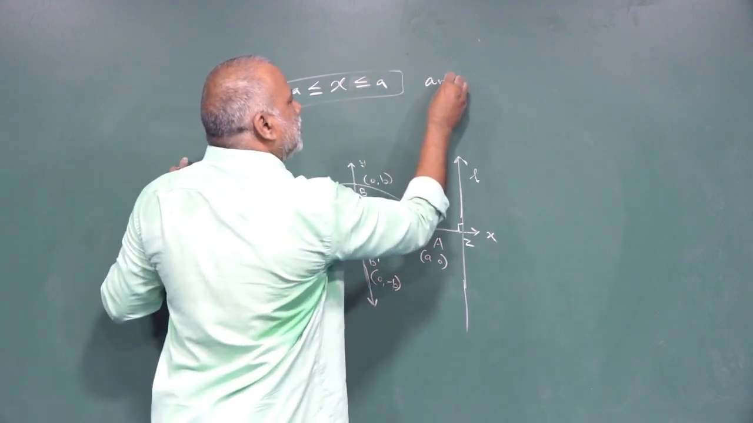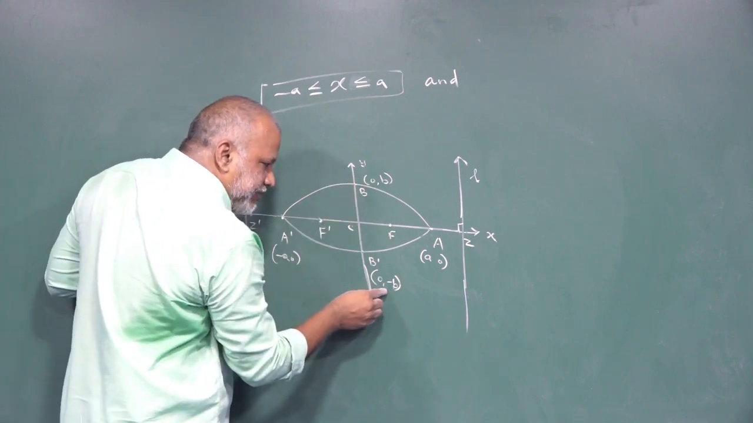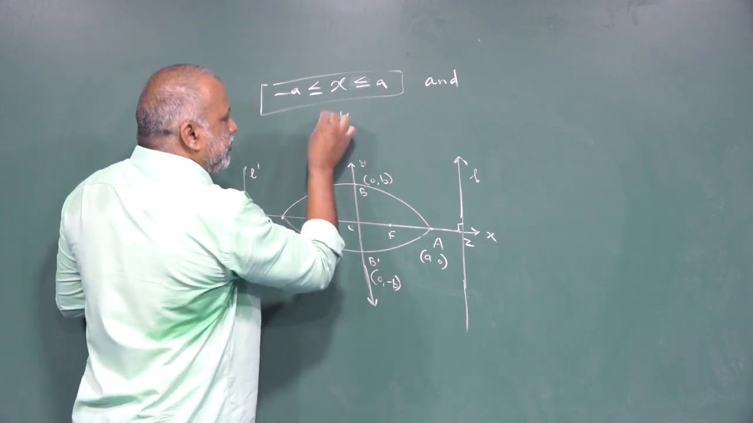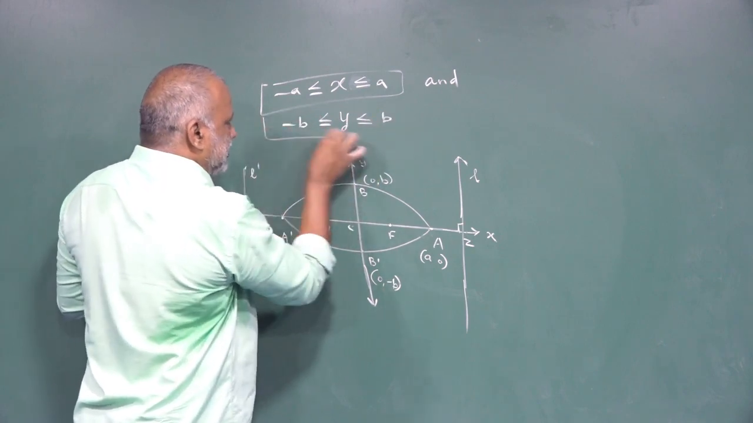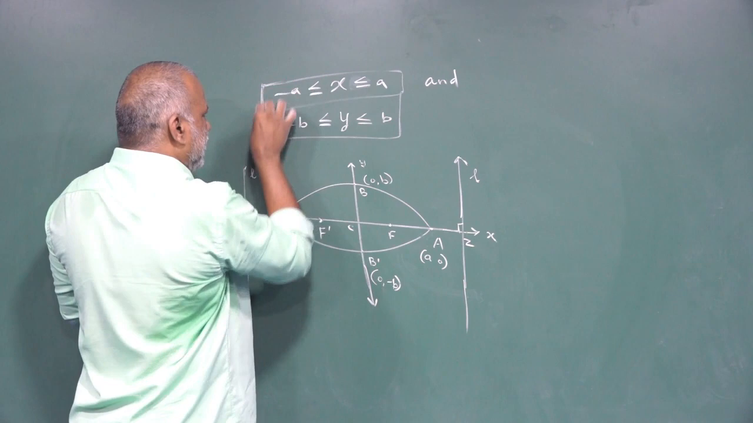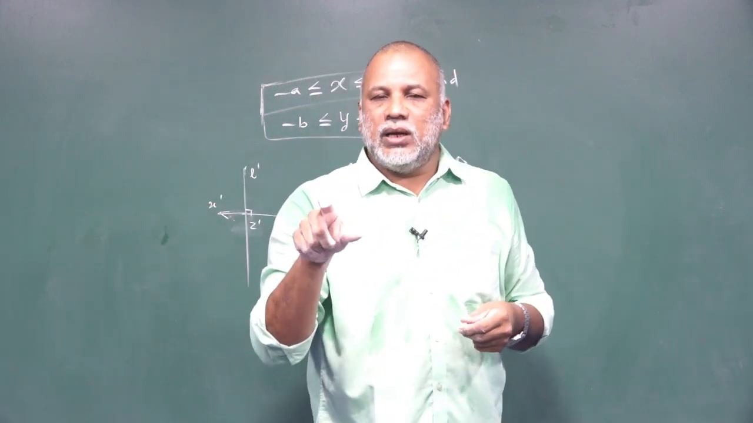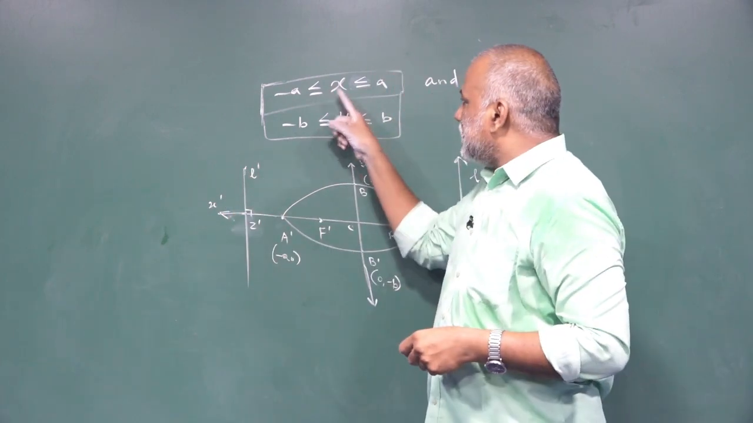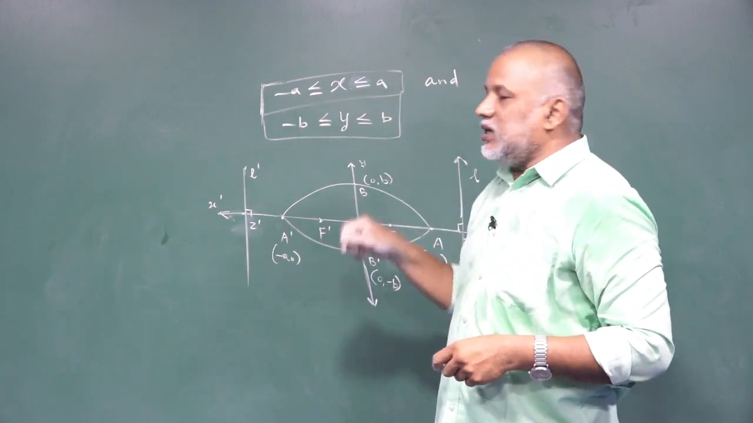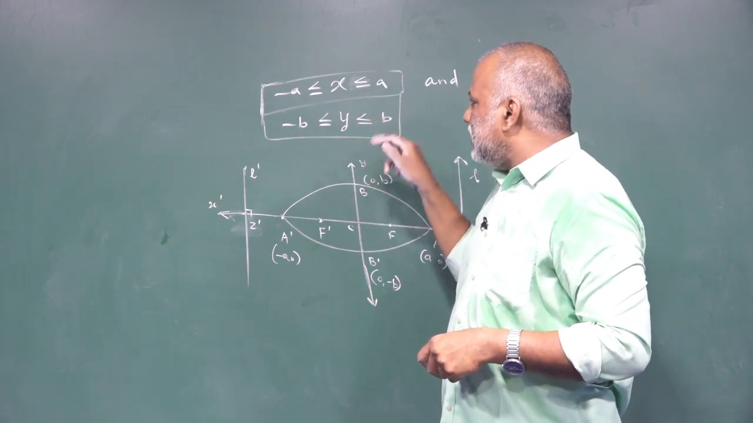And also, for what value of y? See from this diagram, here minus b, here positive b. Therefore, y is greater than or equal to minus b, less than or equal to b. See this, it is an important one mark question. The existing place, the curve exists for which points? For which values of x and y? For x greater than or equal to minus a, less than or equal to a, and for y greater than or equal to minus b, less than or equal to b.